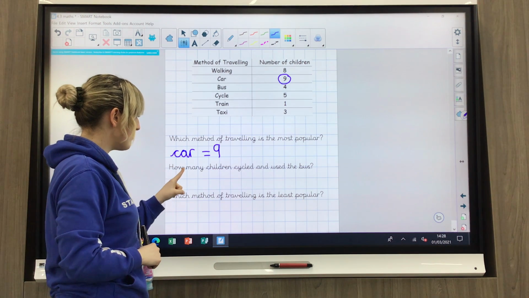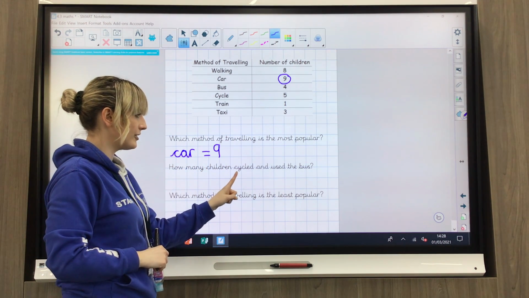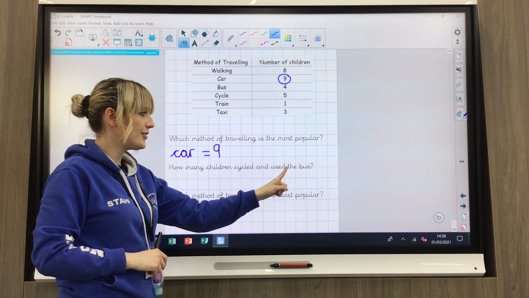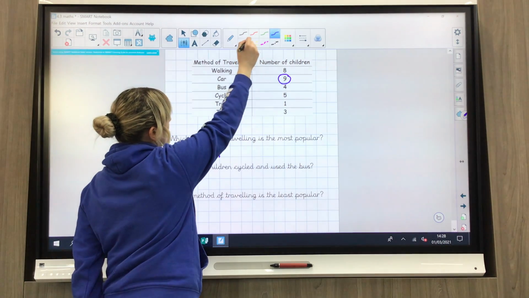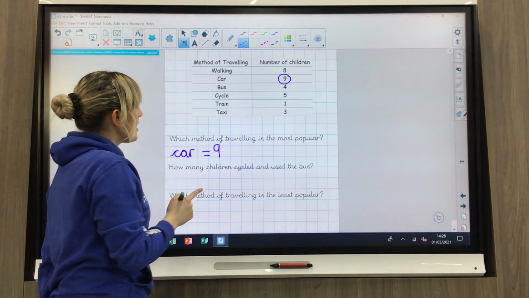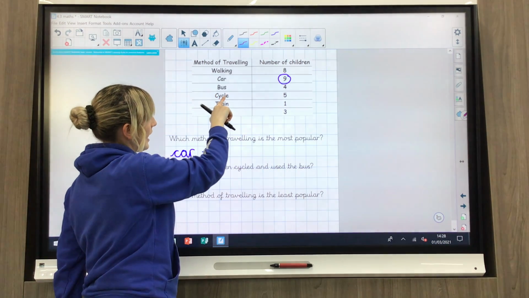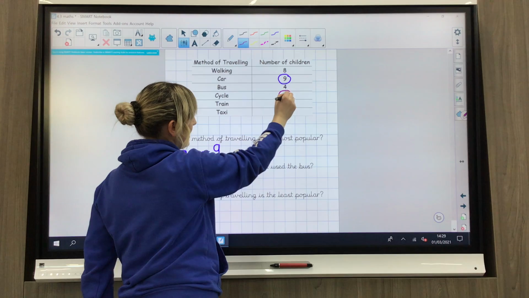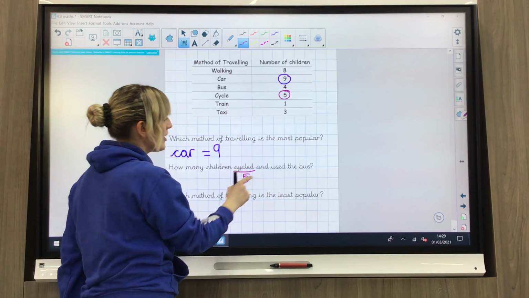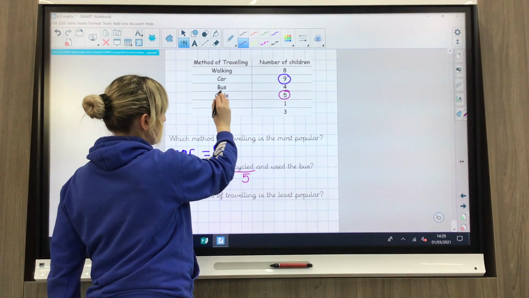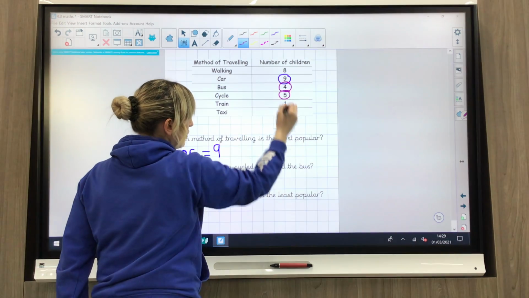Next one, how many children cycled and used the bus? Okay, so cycled and used the bus. I'm going to change my colour. Okay, so cycle, I can see is 5. So there's cycle is 5. I'm going to write that underneath. And the bus, so the bus I can see is 4.